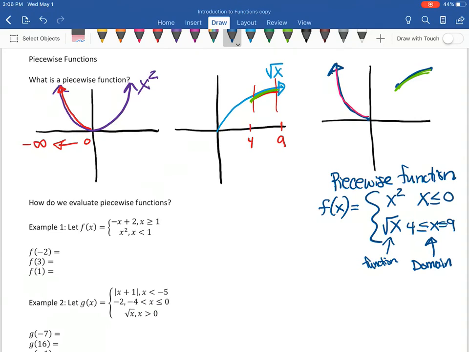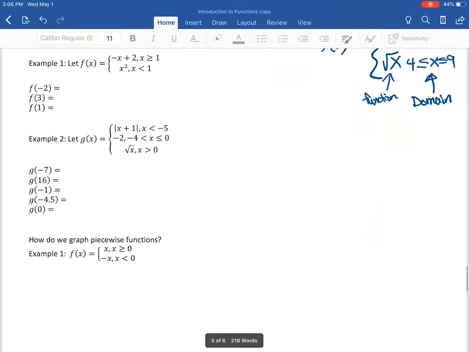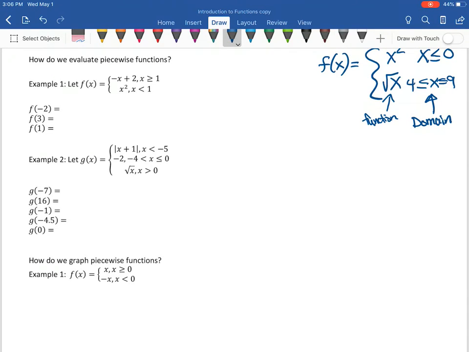So let's go to the first example and we can discuss how to evaluate these. Okay, the key to evaluating them is to look at the interval that it lies on. So the first piece is the line negative x plus 2, and we're only graphing that piece on the interval where x is greater than or equal to 1. And then our second piece is x is less than 1.